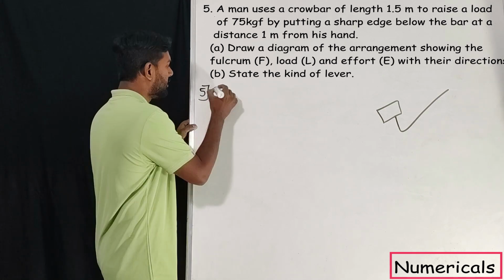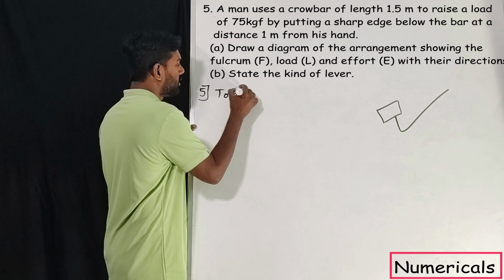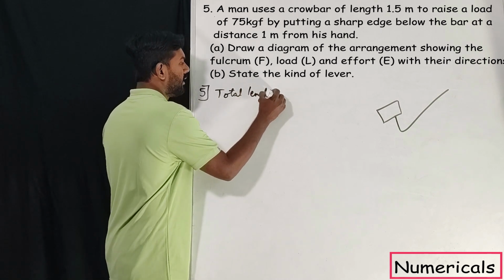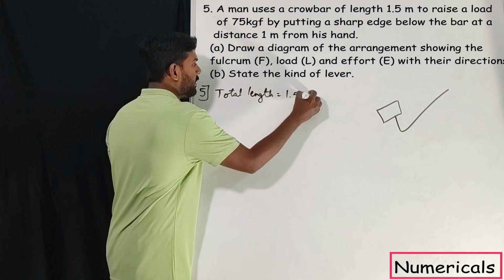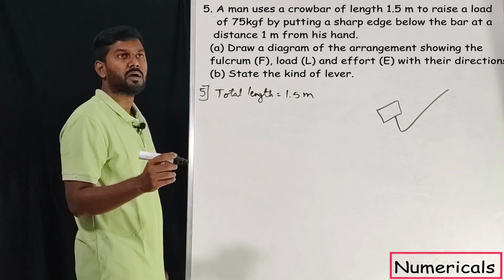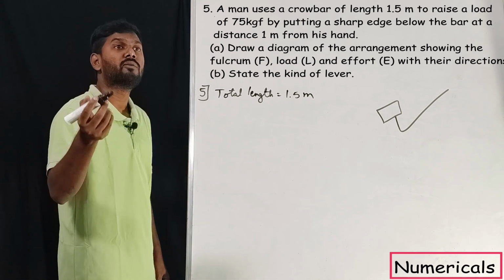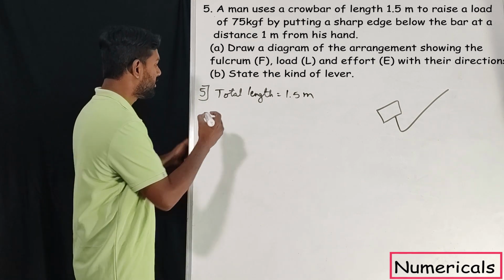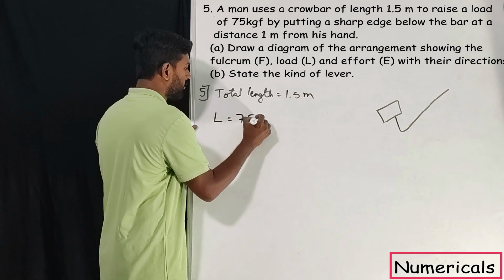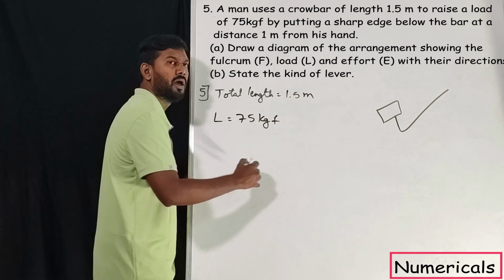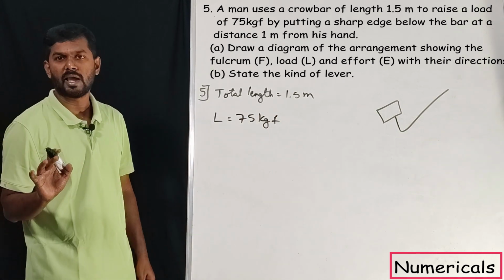See, the total length is equal to 1.5 meter. Next, to raise a load of 75 kgf, the load value is given. Remaining things we will calculate, the arms.